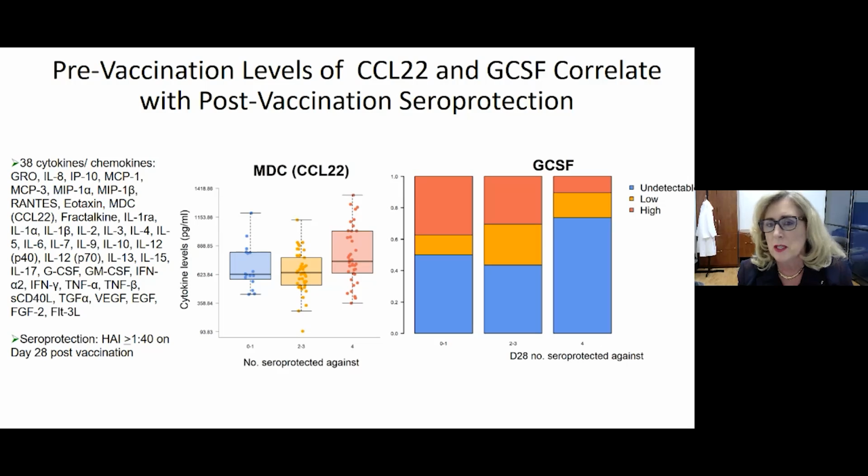As I mentioned again, this is a 38 chemokine cytokine multi-parameter analysis. And again, we've identified CCL22 as having increased levels. And the increased levels were also correlated with the number of strains they were seroprotected against, as well as GCSF. The lower the GCSF level at the baseline, the higher number of protection against the number of different strains within the vaccine. May I have the next slide, please?